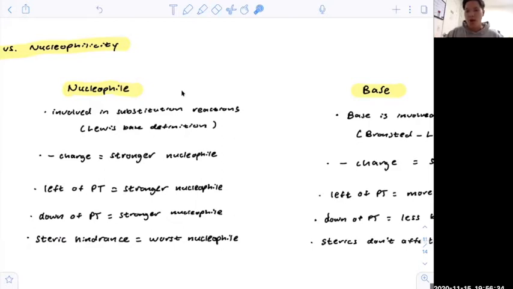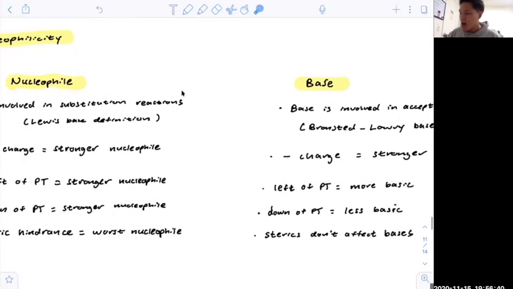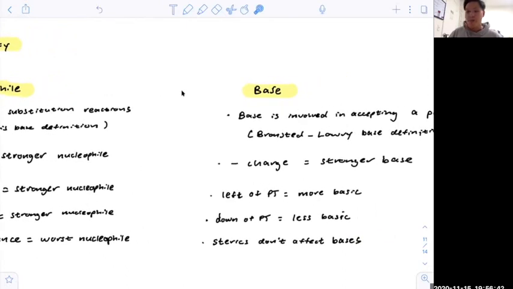And it's either backside or front side. And either way, I still don't want any hindrance, right? But in bases, sterics don't really mean anything because I'm only grabbing a proton, I'm only grabbing a hydrogen. I'm not going to get too close to the carbon or the electrophile. I'm just going to be grabbing a hydrogen. So in this case, sterics don't really affect my bases.